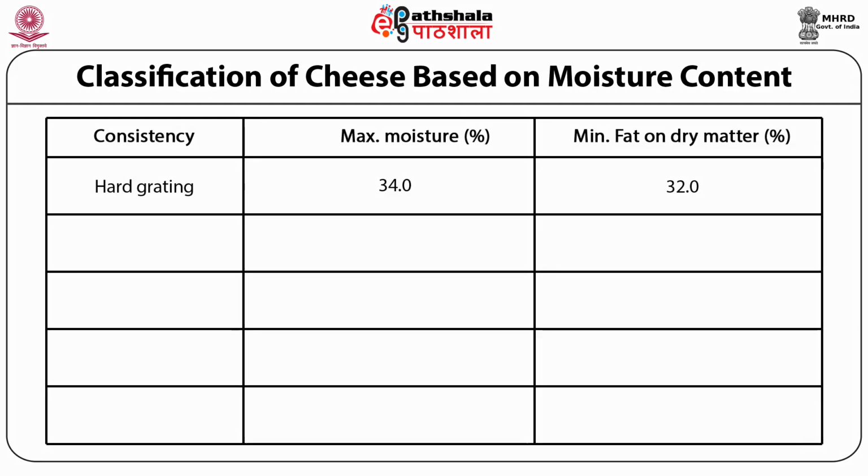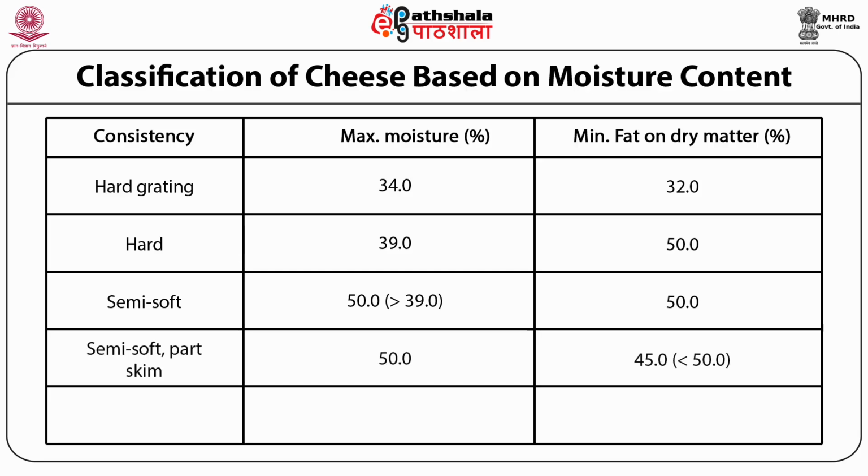Hard grating cheese should have a maximum moisture content of 34%, whereas the usual fat on dry matter should be minimum 32%. Next, for the hard variety, the maximum moisture content should be 39, whereas the fat on dry matter should be minimum 50. For a semi-soft variety, the maximum moisture content is 50%, whereas the minimum fat on dry matter should be again the same value, that is 50% fat on dry matter.